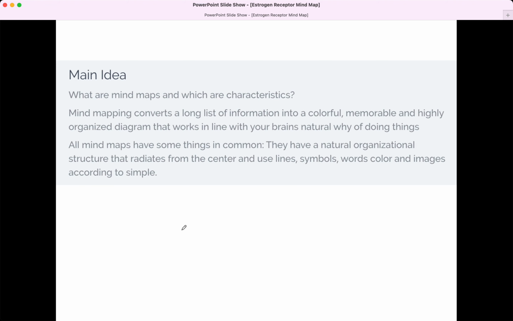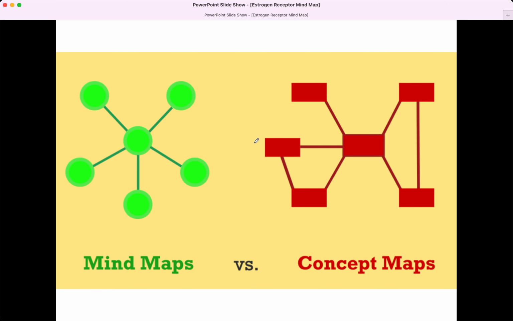And so an alternative is called a mind map or a concept map. And a mind map converts a long list of information into a memorable, highly organized diagram. And we're trying to find out what's the best way that your brain works. Mind maps and concept maps are slightly different, but they're almost exactly synonymous. So I'll just call this a mind map that we're going to make.